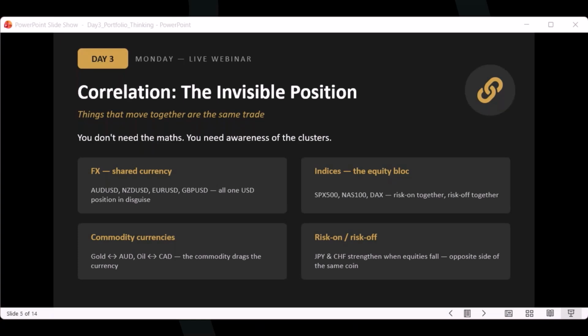For those of you who trade shares, it's exactly the same deal. But with shares, the correlation is often sector related, so it's often easier to pick. So that's worth referencing, of course.